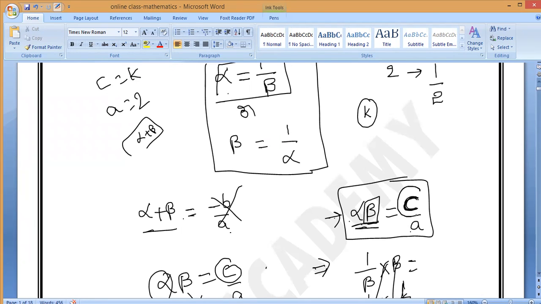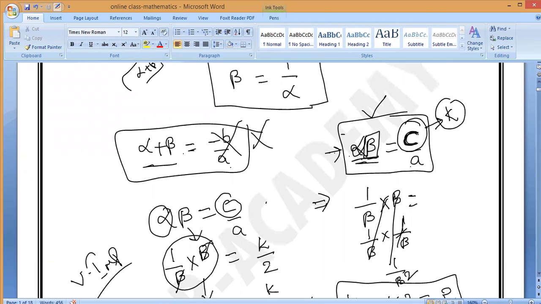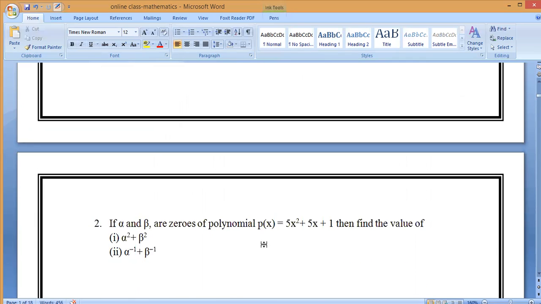Here we have to find the c value. C is nothing but our k. So we don't need this equation. Only consider the second equation. In place of alpha, we substitute 1 by beta into beta. Beta gets cancelled. Here c equal to k and a equal to 2. Then we can find k value. Do you understand? Shall I go to the next one? Read the second question.